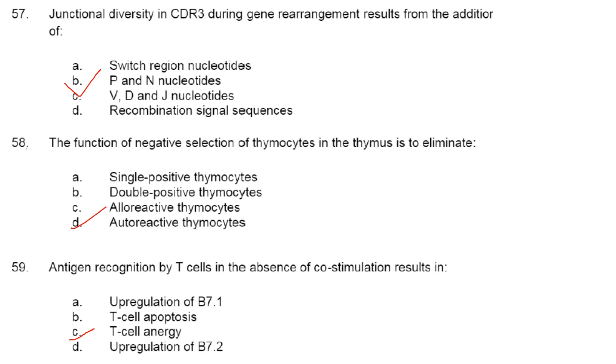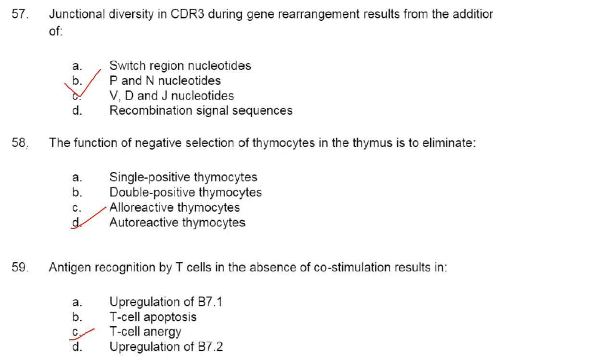Then next one. The function of negative selection of thymocytes in the thymus is to eliminate... So autoreactive thymocytes are thymocytes recognizing and reacting to autoantigens or self-antigens. So answer is option D, that is autoreactive thymocytes.